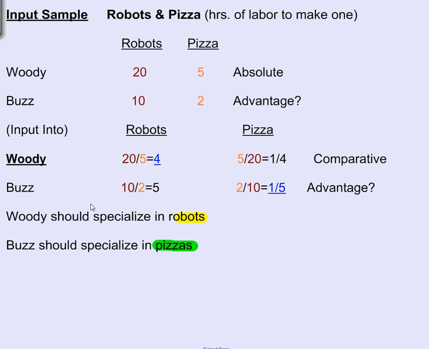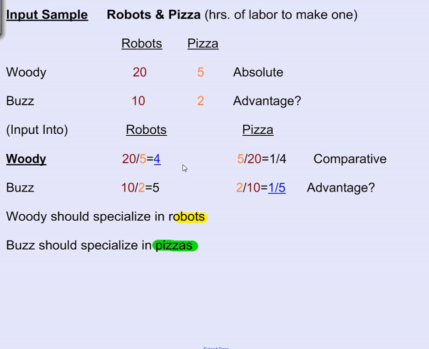Now I simply do the same thing for Buzz. If I want to know Buzz's opportunity cost for making a robot, I take the 2 hours for a pizza divided into the 10 to make a robot, which is 5. So Buzz gives up 5 pizzas every time he makes a robot. And the 10 into the 2 tells me that his opportunity cost of making the pizza is 1/5. 2 divided by 10 is 1/5. Now we just compare the opportunity costs for each thing. Notice I like to put the people as the rows and then whatever good or service it might be as the columns.